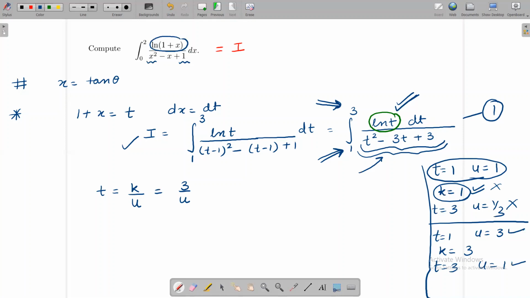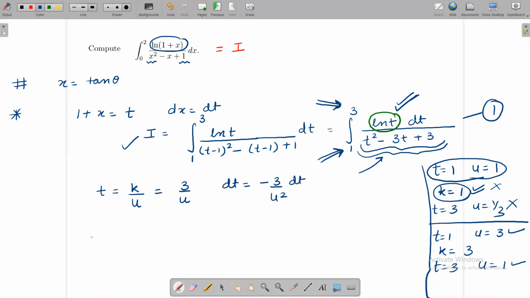Doesn't change means it is going to convert into something like a constant times the same quadratic. That constant is not an issue, so you need not worry about it. As long as the quadratic, we are going to get the same. What will you write in place of dt? dt will be replaced with minus 3 by u square du.